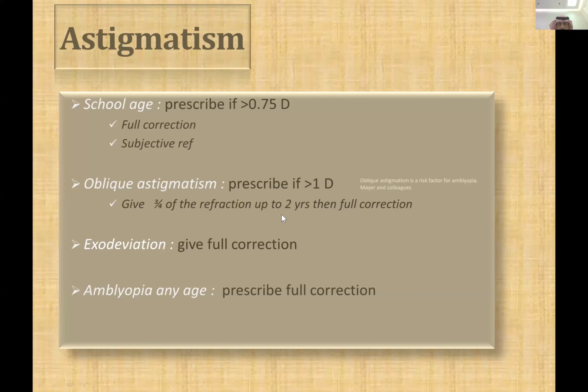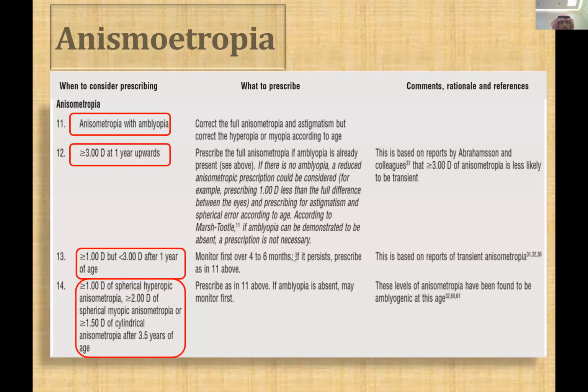What to give if the child is younger than 2 years? You should give 3/4 of the refraction. For example, if his astigmatism is +4, you give him +3, for example. Okay, and then in case of exo deviation, give full correction always, because it's associated with improvement in the control. In case of amblyopia, always you should give full correction. The same guideline for anisometropia.